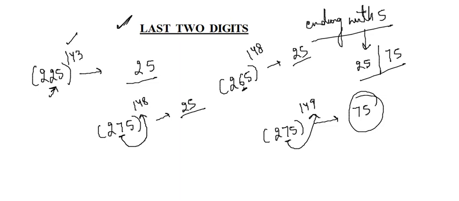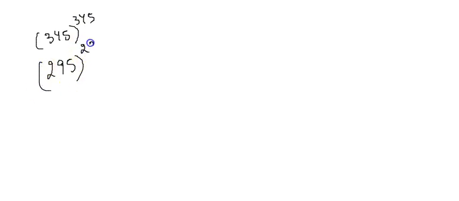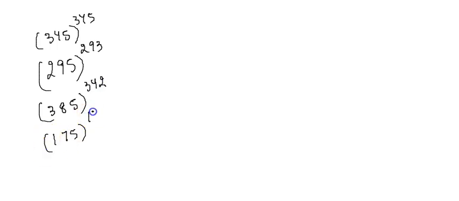Okay, let us take 2-3 examples based on this. Suppose 345 raised to the power 345, 295 raised to the power 293, 385 raised to the power 342, and 175 raised to the power 174. Let us try to find out the last two digits in all these cases.